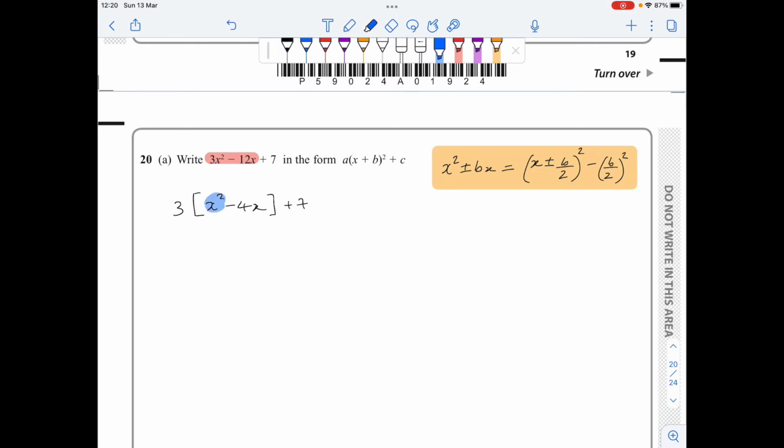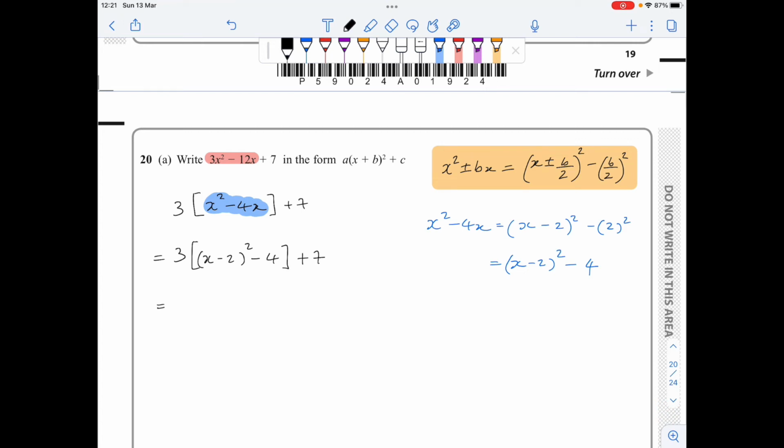Now I'm going to focus on this blue part here. And if I follow the formula, I will get x squared minus 4x is equal to (x minus half of 4) squared minus 2 squared. This can be simplified as (x minus 2) squared minus 4. And then if I plug this back into my original expression, I will get 3[(x minus 2) squared minus 4], close the square bracket, plus 7.